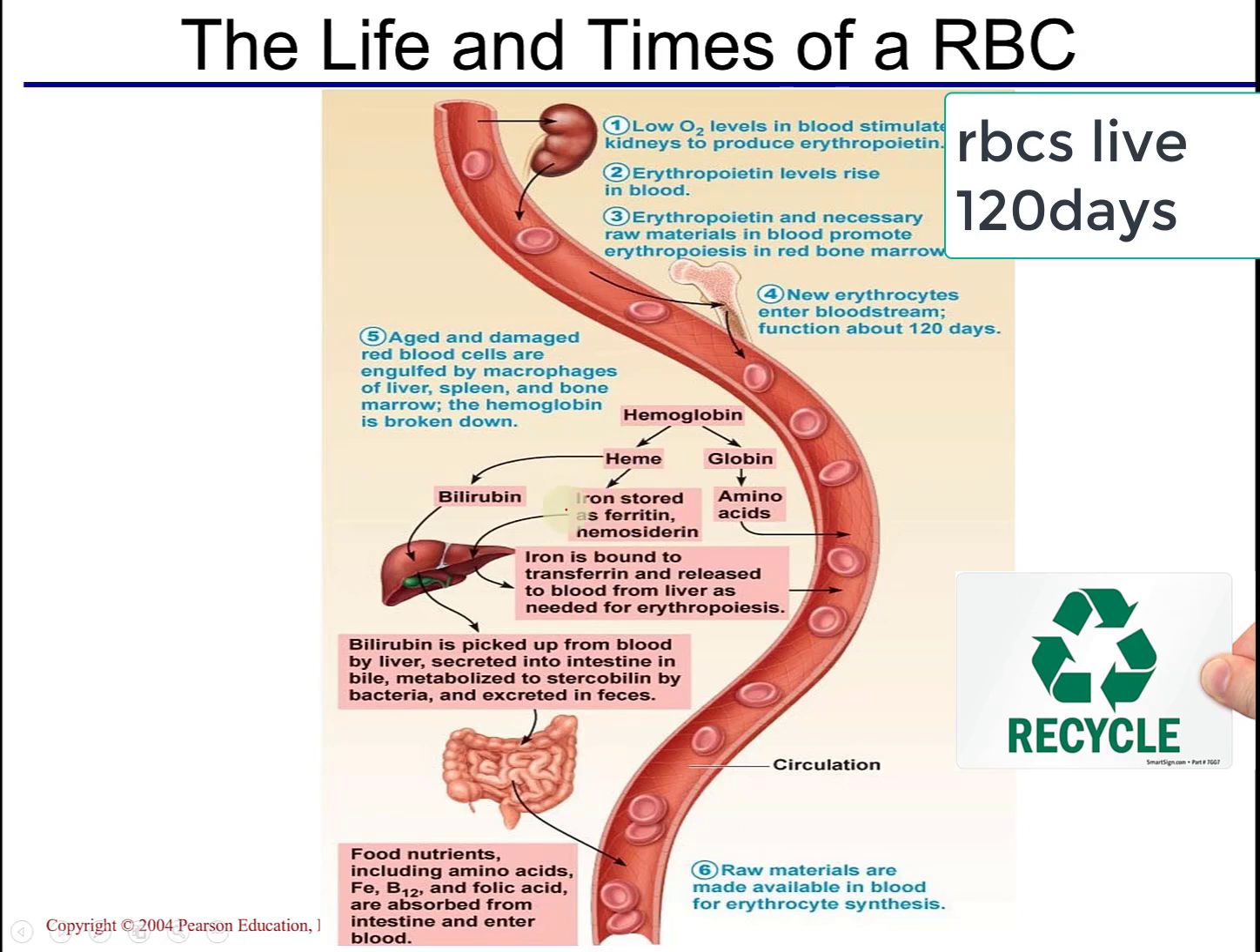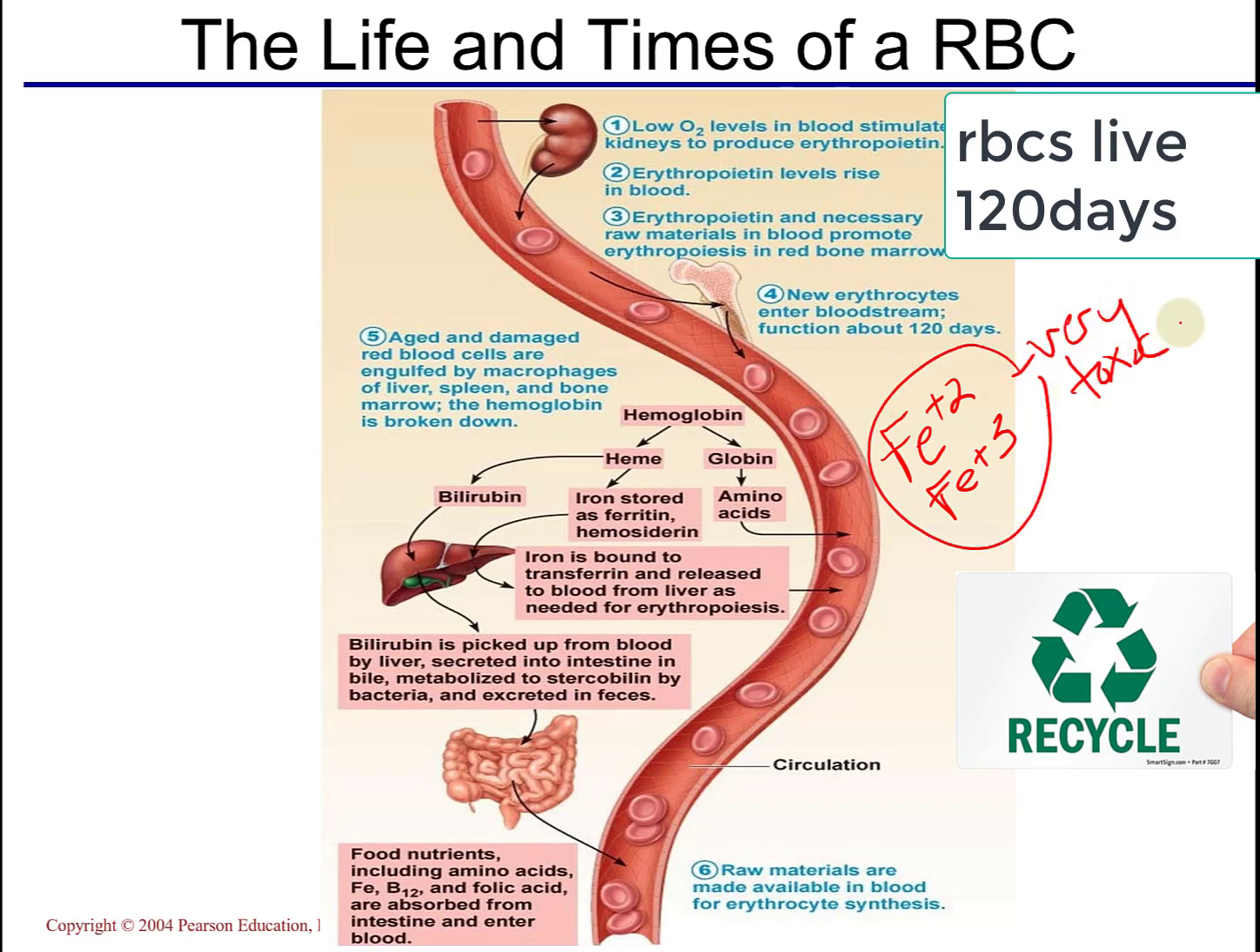Now, iron by itself, the iron ion, and by that I mean Fe+2, which can also be Fe+3, is very toxic when it's by itself. So what happens is the body binds the iron ion with another compound, and it's stored in the liver in ferritin or hemosiderin. So this is a compound, because you can use iron again. And then when you need it, it's transferred and released as it's needed for erythropoiesis.